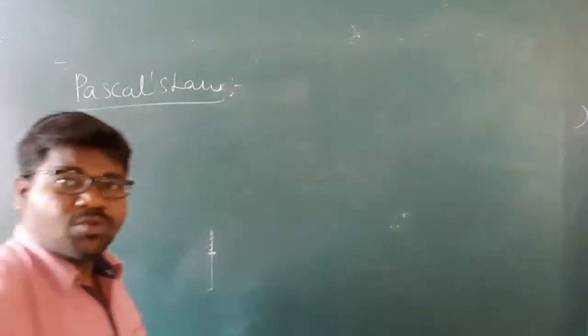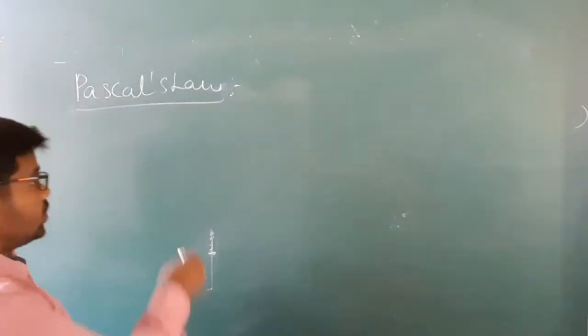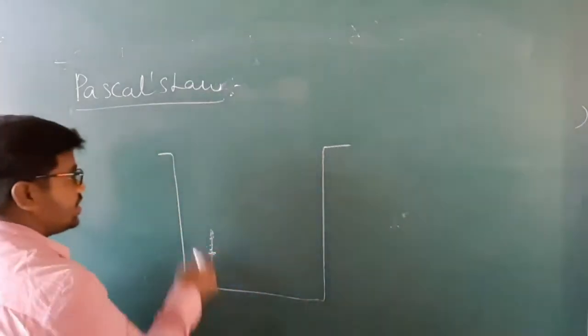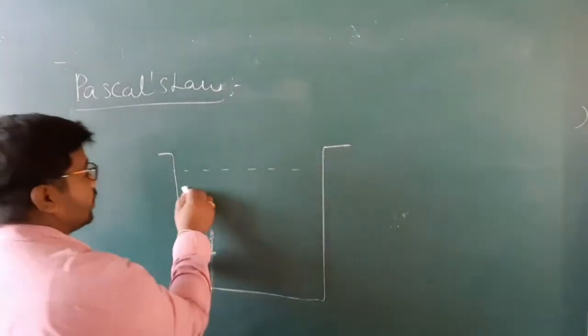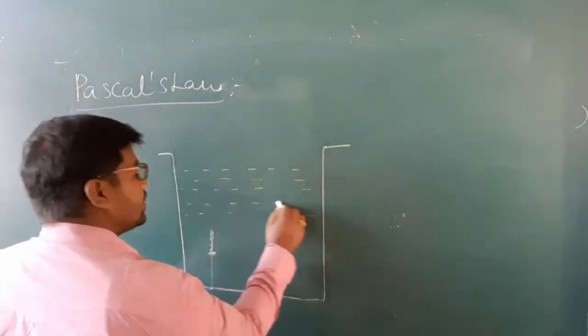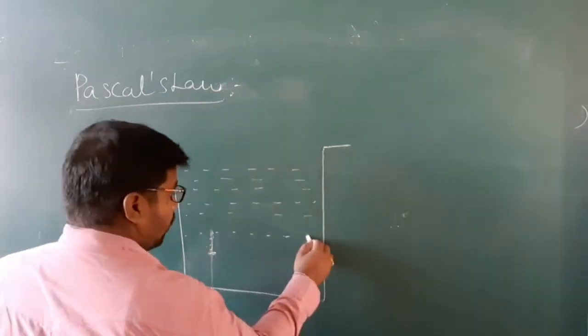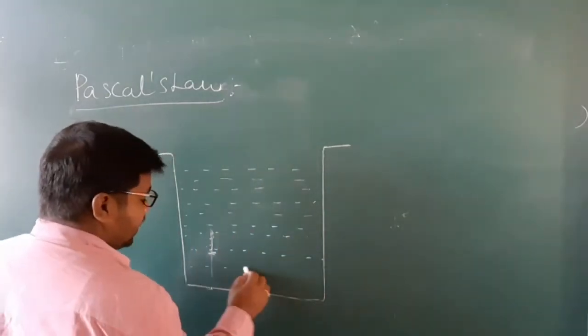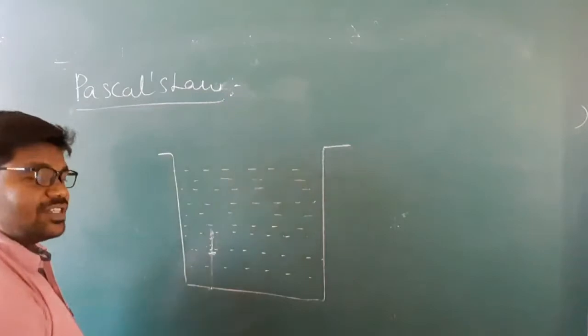Okay, my children, one more time I will explain about the diagram. Consider a vessel in which fluid is there. Fluid means what, my children? The substance which can flow. Examples of fluids are liquids and gases.